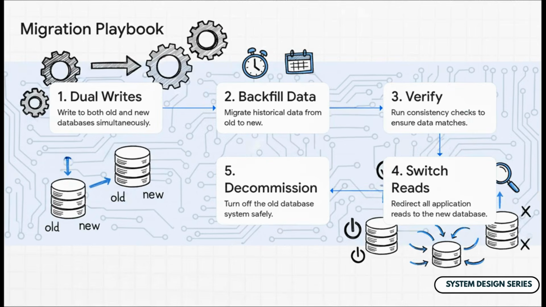And since we're talking practical, here is a super important 5-step playbook for how to actually migrate from a single database to a sharded one without taking your site down. This is the zero downtime recipe. First, you set up dual writes, so your application is writing to both the old and the new database. At the same time, you start a backfill job to copy all the old historical data over. A great way to do this is with a change data capture, or CDC, pipeline.